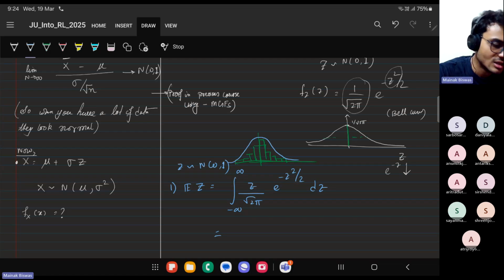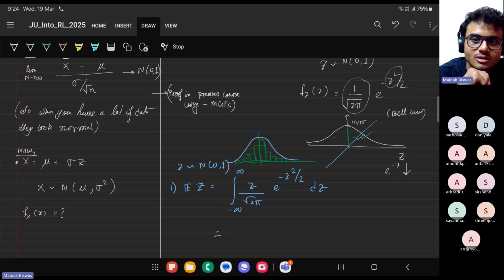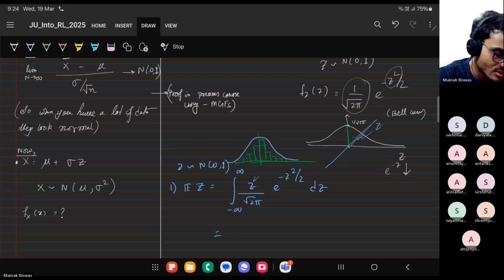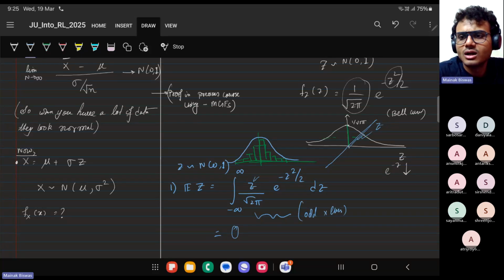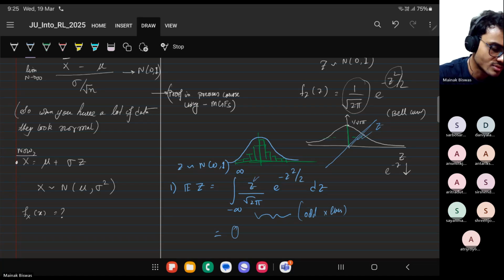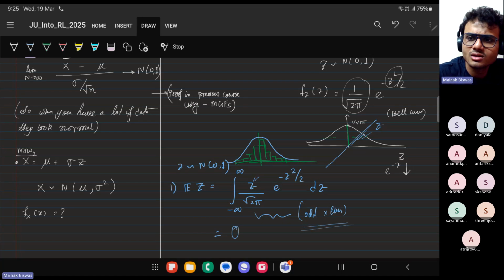Can you tell me? See, this is an even function, right? And you're multiplying an odd function with it. z is an odd function. Yes or no? So you'll have symmetry, and it will be 0, because odd into even is an odd function. And whatever, I don't know who said, that is also fine. Antariksh said anything?